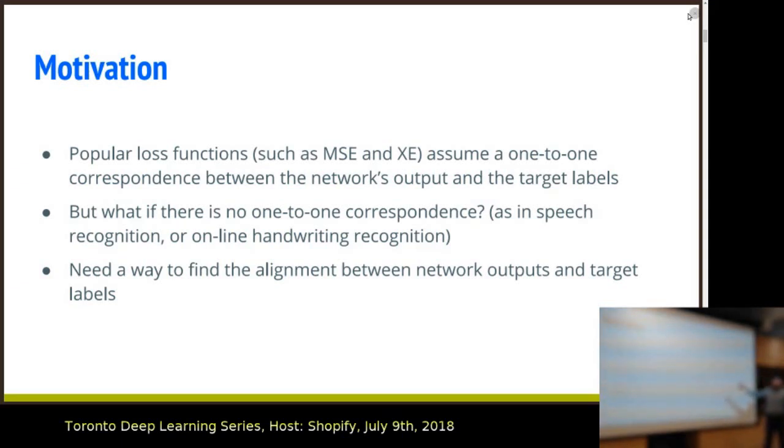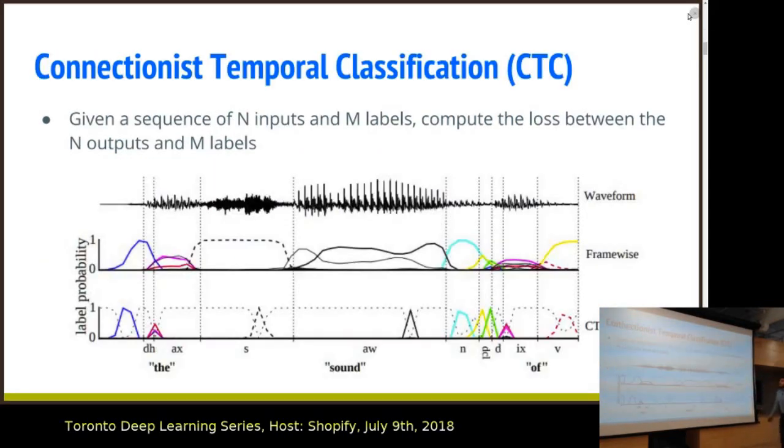Same thing with online handwriting recognition. You have X and Y coordinates of where the pen is and whether it's touching the paper or not, and you need to figure out which character was written. And so every character requires more than one X, Y coordinate. And so we need to find out how to align the network outputs with the labels. Okay? So this is where CTC comes into play.